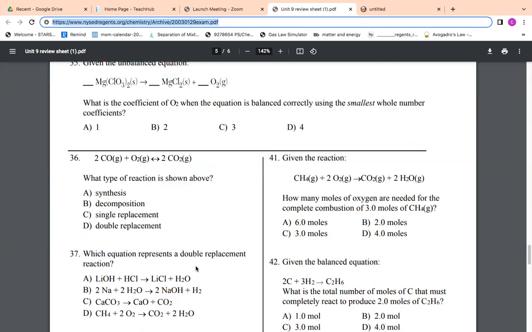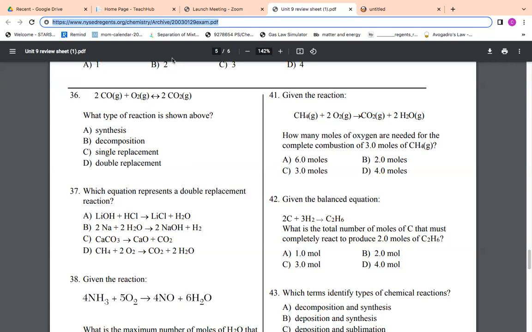Okay. 37, which equation represents a double replacement reaction? So here, what I can see is that lithium and hydrogen have swapped on the other sides. Okay, so this hydrogen right here will take the place of lithium. So that means we're going to have HOH, which is really this guy right here. We've got H2O. So that's how we get that.